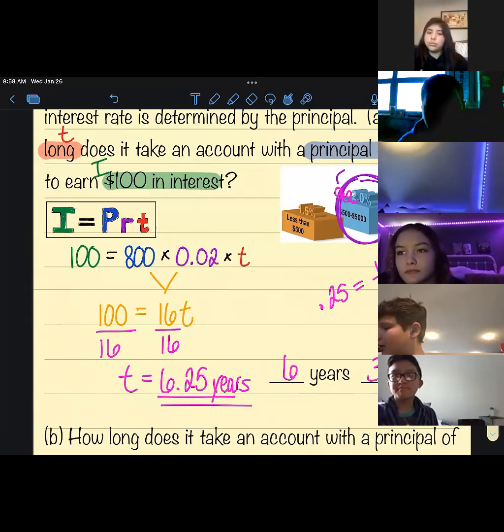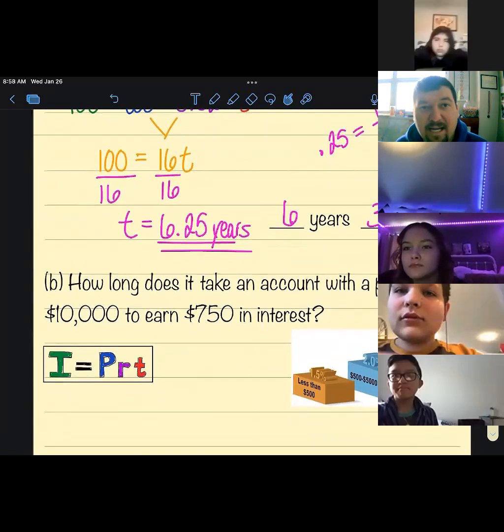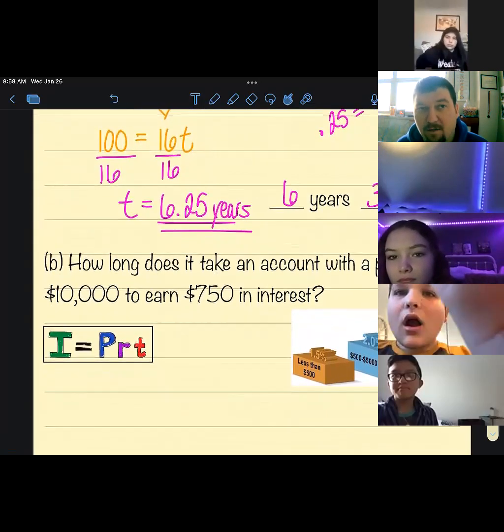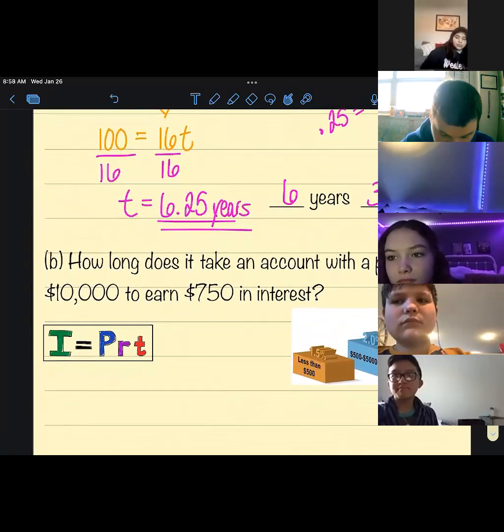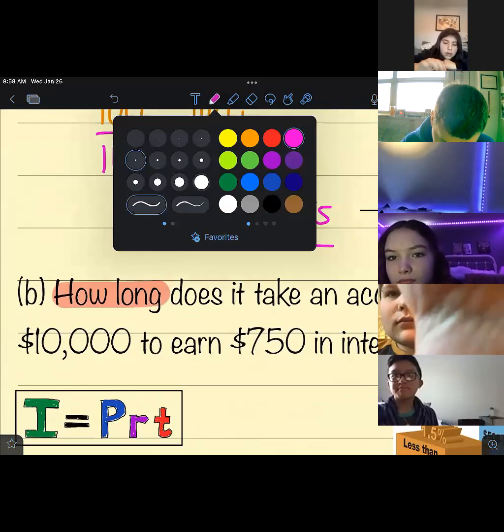All right, there's a part B. It says, how long does it take an account with a principal of $10,000 to earn $750 in interest? Okay, so it says how long? So there's our time.